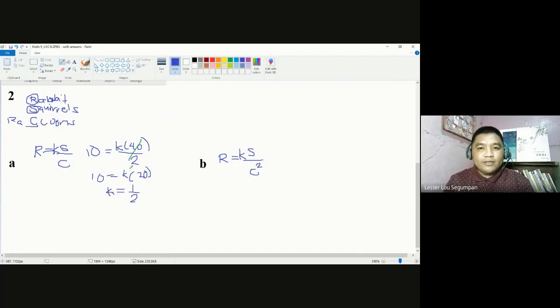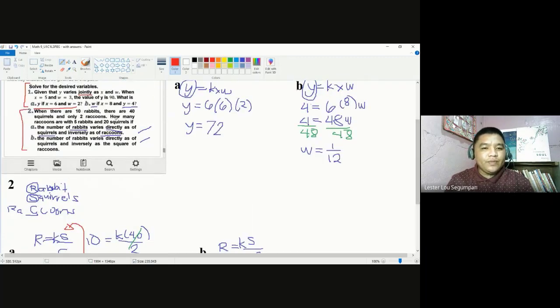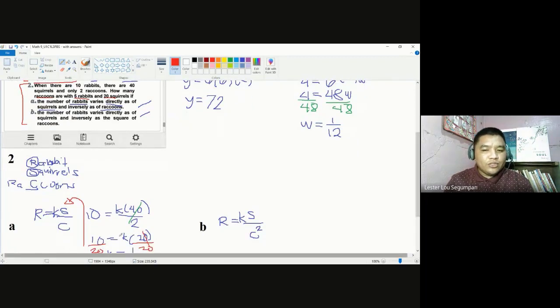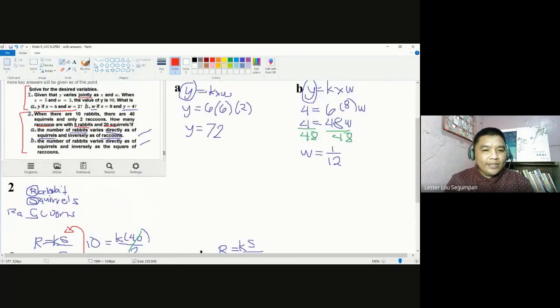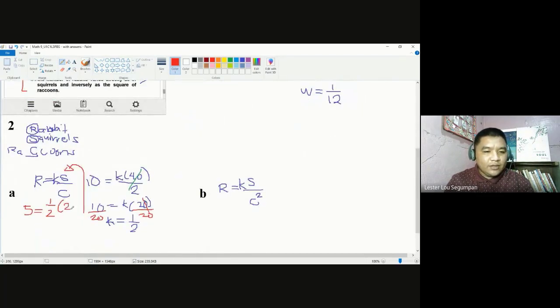Again, 40 divided by 2 is 20. Divide both sides by 20. That's how you will get K as 10 over 20 or 1/2. And that is what we're going to use for our K. The situation follows. How many raccoons? We're asking for C when there are 5 rabbits and 20 squirrels. So there are 5 rabbits, then your K is 1/2, there are 20 squirrels, times 20 over C, since you're asking for how many raccoons there are.